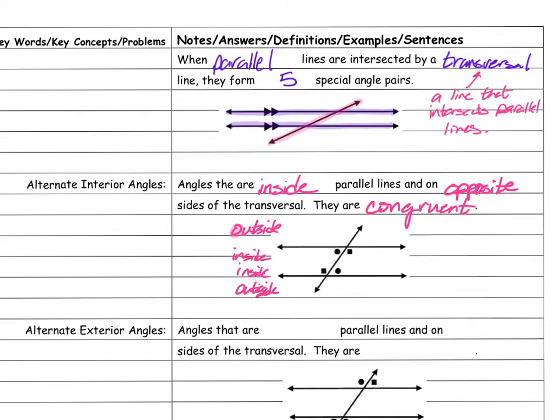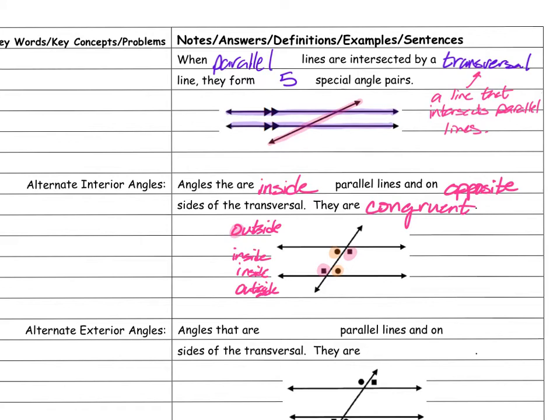So I've got this angle and this angle. They're on the inside of my parallel lines, and they're on opposite sides of the transversal. Hence the name alternate interior. The alternate sides of the transversal and on the inside of the parallel lines, interior angles. And then there's 2 sets of them. There's those 2 in the pink, and then there's the 2 in the orange.